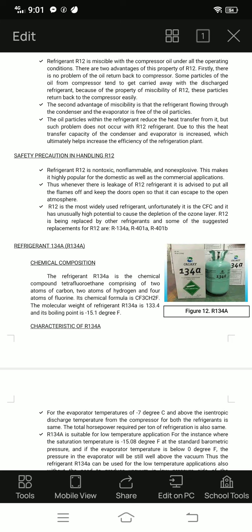Safety precautions in handling R12. Refrigerant R12 is non-toxic, non-flammable, and non-explosive. This makes it highly popular from domestic as well as commercial applications. Thus, whenever there is leakage of R12 refrigerant, it is advised to put all the flames off and keep the doors open so that it can escape to the open atmosphere.